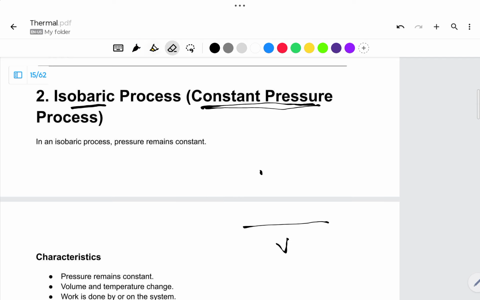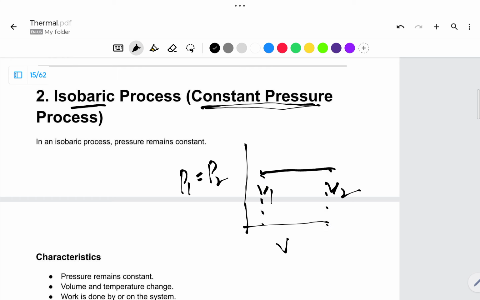Here I can take P1 equal to P2. Pressure will not change, but volume will change from V1 to V2. So that's why the graph will be like this. And if I draw the temperature and pressure graph, here pressure again remains constant, so it will also be a similar one.